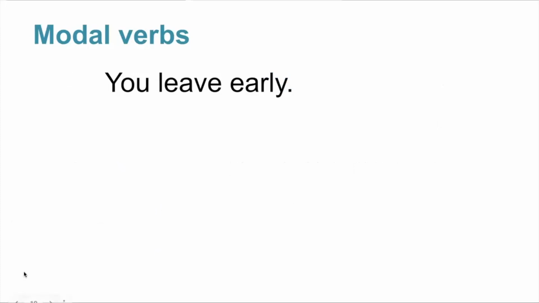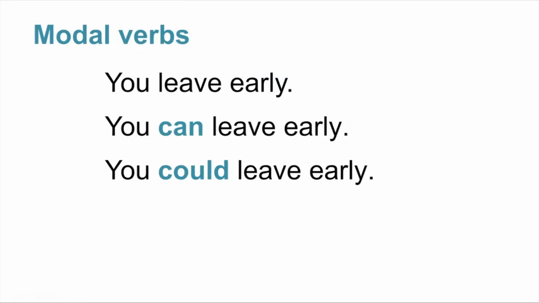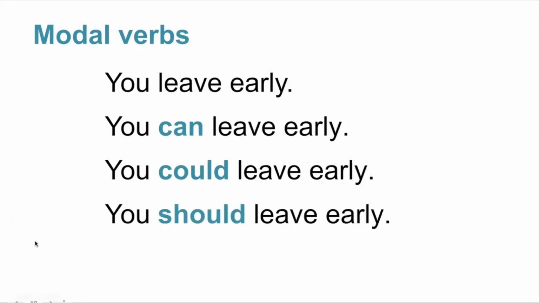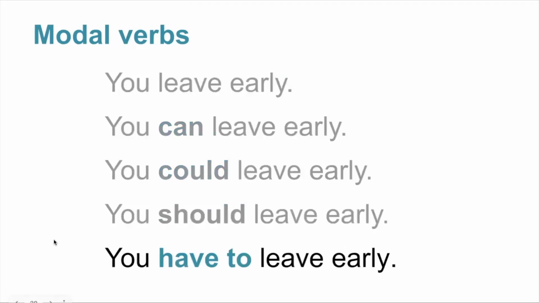To review, we've been talking about modal verbs, a kind of helping verb that indicates possibility or ability or necessity. Should is often used to indicate whether something is a good idea, while must indicates a requirement. And especially in spoken English, we almost always use have to rather than must for necessity.